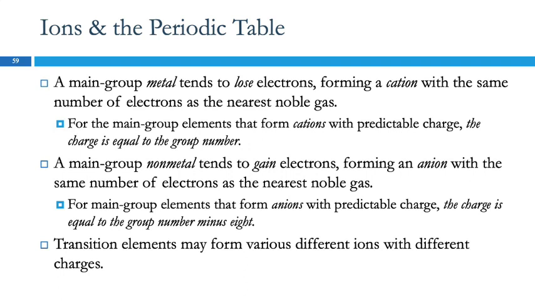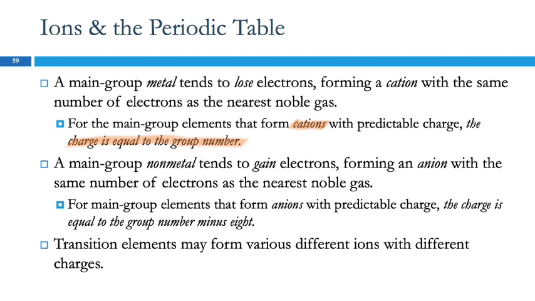So the main group metals tend to lose electrons to form cations that have the same number of electrons as the nearest noble gas. And I'll explain that with the periodic table in a minute. It comes down to this. They form cations. The charge is equal to the group number. That's if you use the group 1A, 2A, 3A numbers.